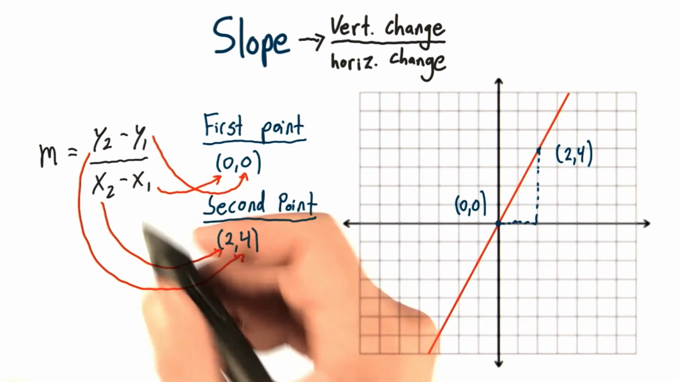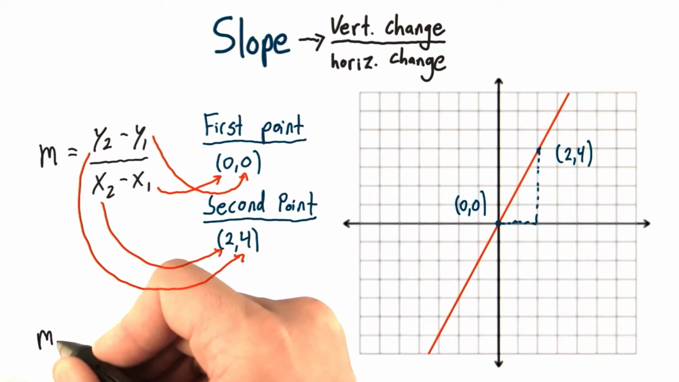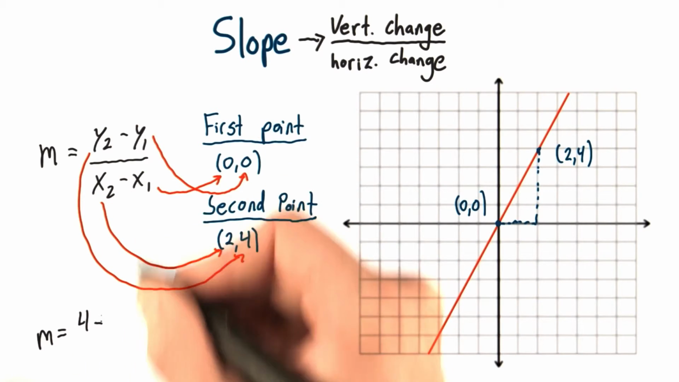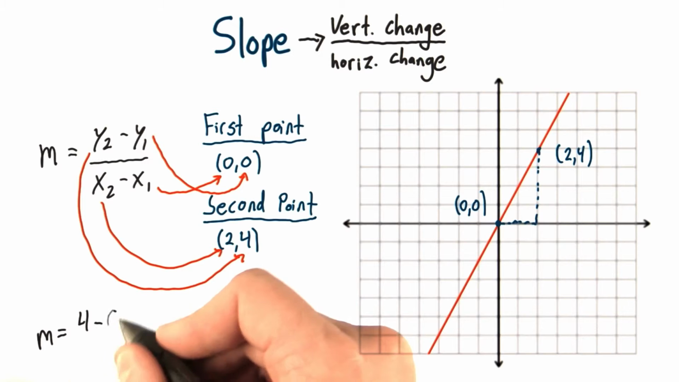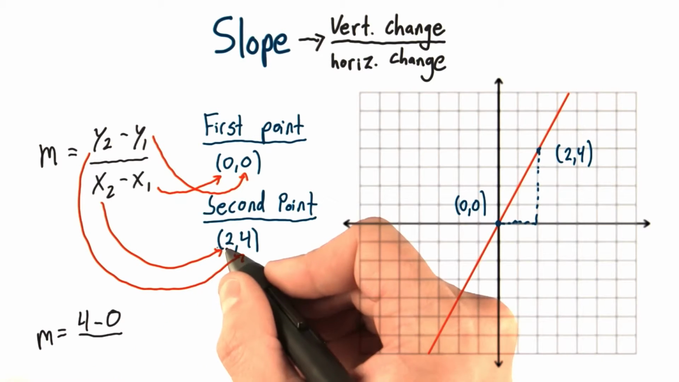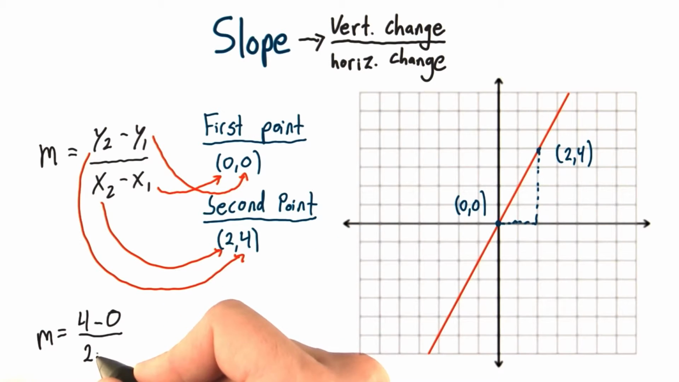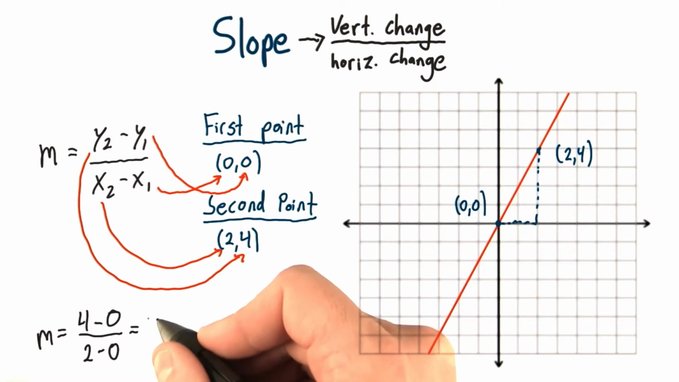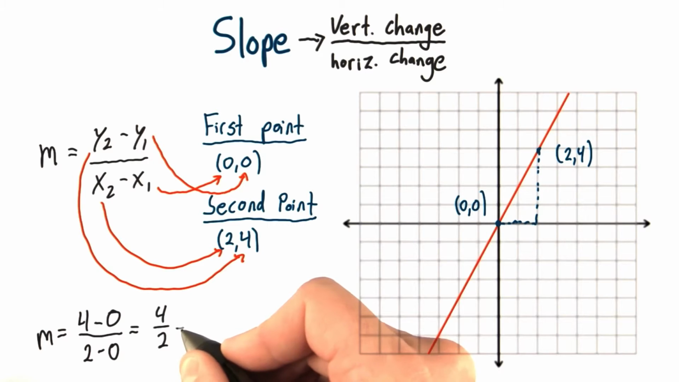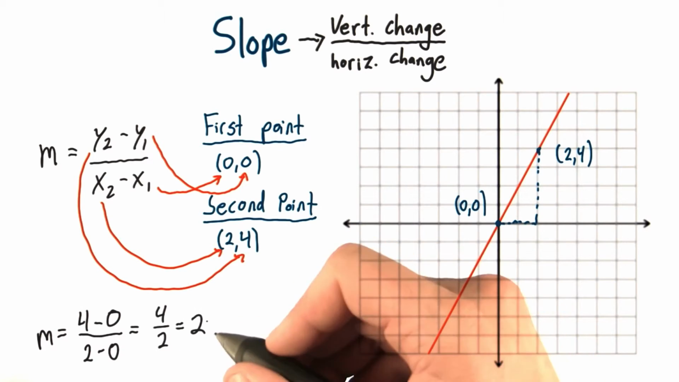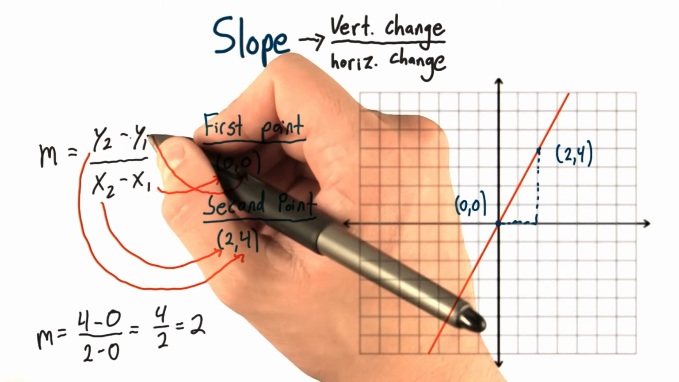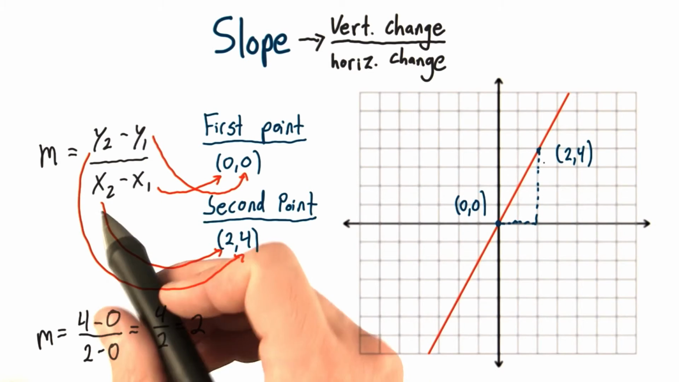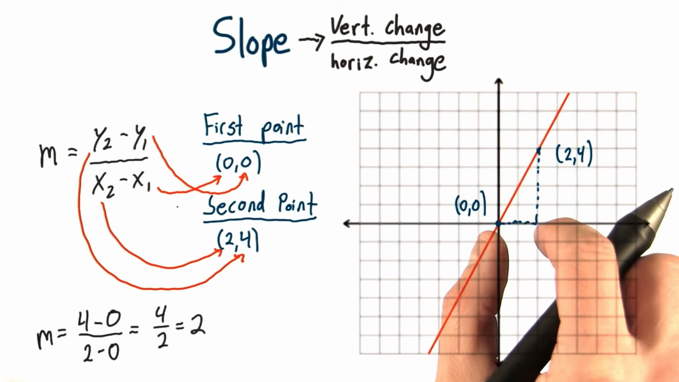And so to use this equation to calculate the slope, I would say m equals, well, y2, which is 4, minus y1, which is 0, over x2, which is 2, minus x1, which is 0, which is just 4 over 2, or 2. And this makes a lot of sense. The numerator up here, y2 minus y1, well, that's just the change here, the vertical change. And x2 minus x1, that's this horizontal change.